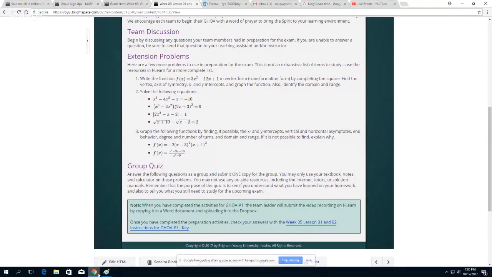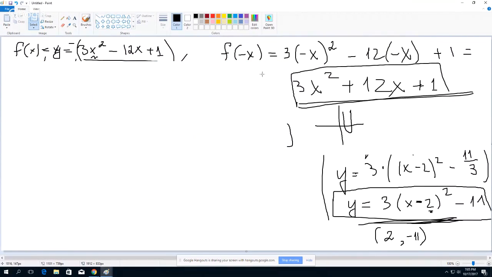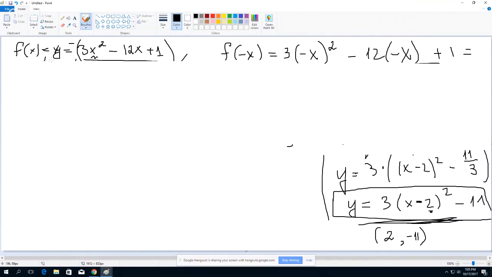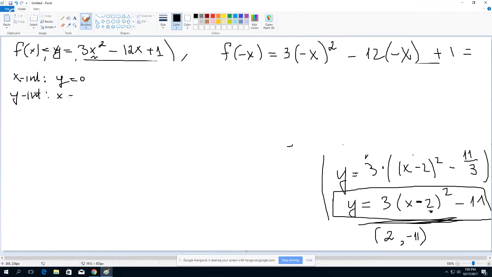Find x and y intercepts. I'll erase this part. So let's find the x-intercepts first. This is where you substitute zero in for x or y, right? Yep. The easy way to remember is that for x-intercepts you need y equal to zero, and for y-intercepts you need x equal to zero.